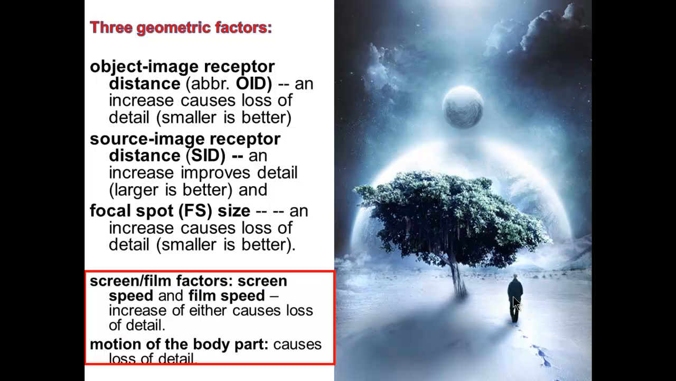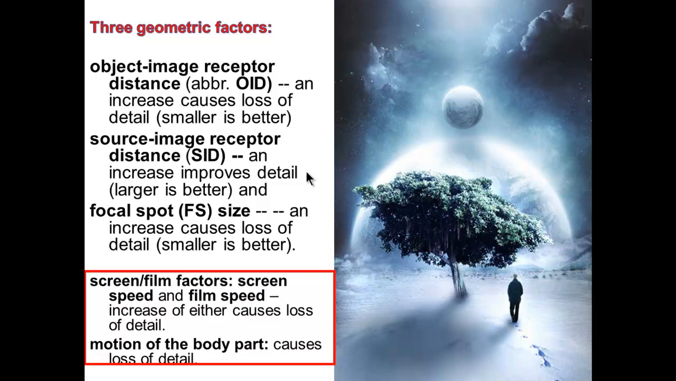There are some geometric factors that will affect detail. The first two, OID and SID, deal with changes of the tube, and they really relate to magnification. So at this point, you should understand that magnification will affect the level of detail in an image, and that the larger an image appears, in other words, if there is magnification, you will be accompanied by a loss of detail. So the image may get bigger, for example, and larger, but that does not mean it's more sharp.